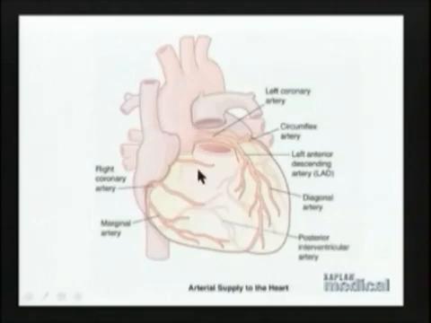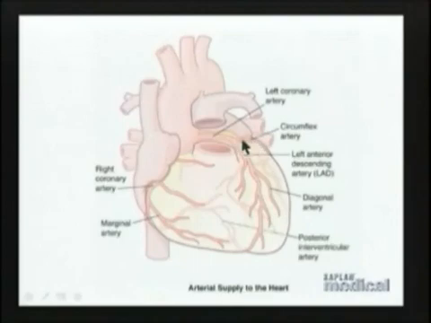The left coronary artery is really quite different. It's a very short artery. The right coronary is pretty long. It goes all the way around to the back of the heart. The left coronary is pretty short. It's only about an inch long. It's just long enough to get past the pulmonary trunk. And as soon as it gets past the pulmonary trunk, it ends by dividing into two branches.